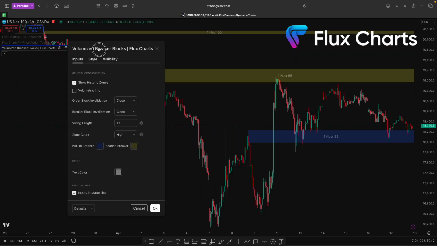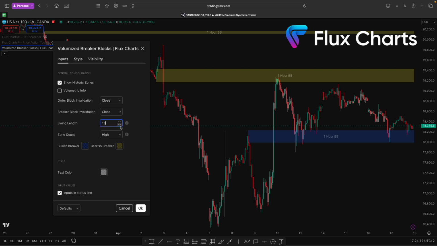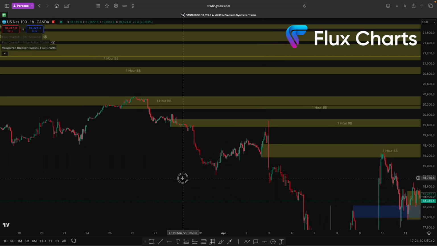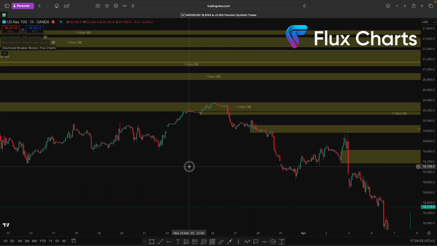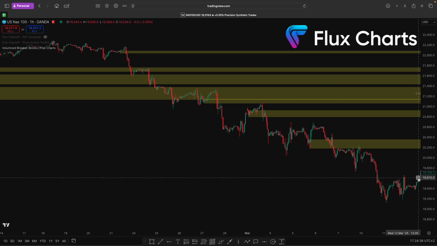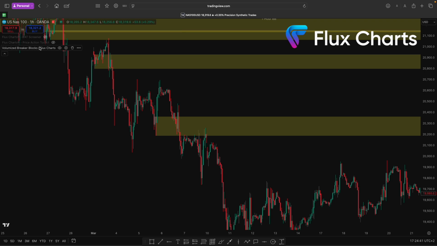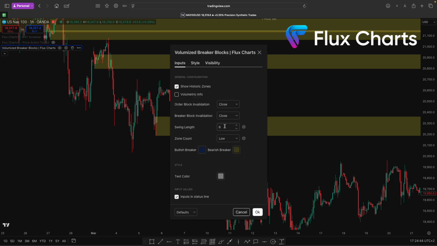You can play around a little bit with the settings. So for example, if you lower this, you will see more breaker blocks will start to appear. The lower you make it, the more breaker blocks will start to appear. Here you can see zone count. You can put that on low, for example. And then when we go back, you can see all of these breaker blocks created. But for me, this is a little bit too much noise. So I personally like to put this a little bit higher, so it shows fewer breaker blocks, but it makes the chart a little bit cleaner, if that makes sense.